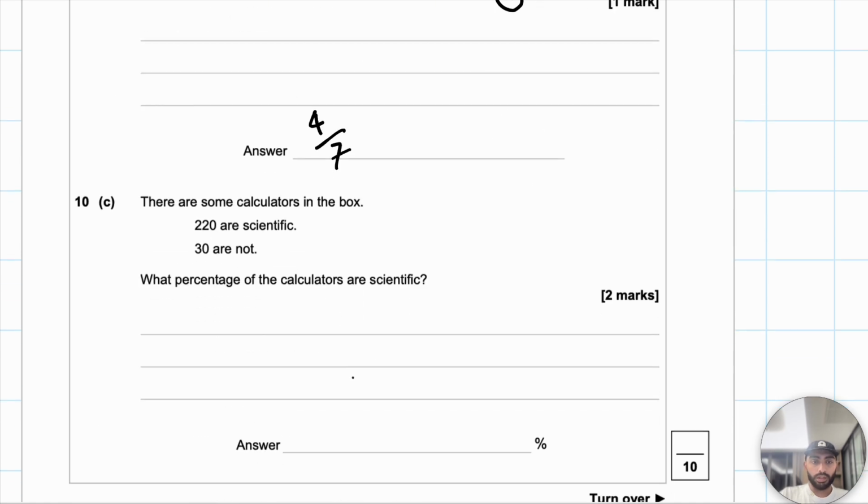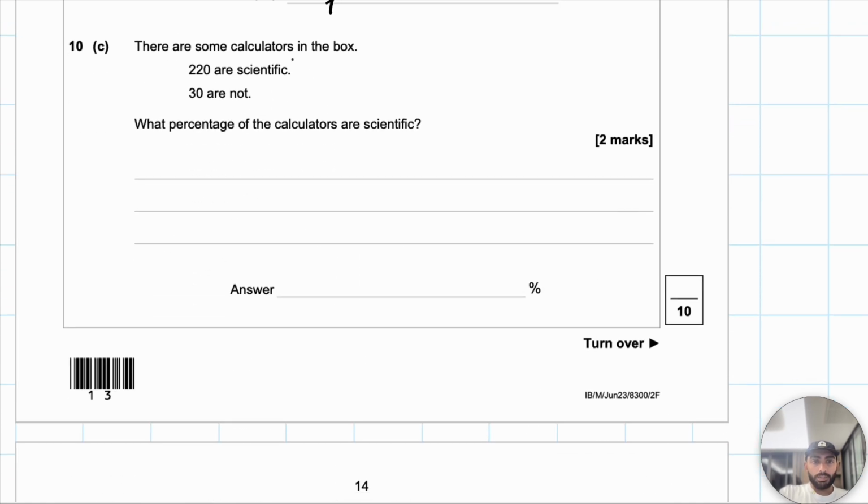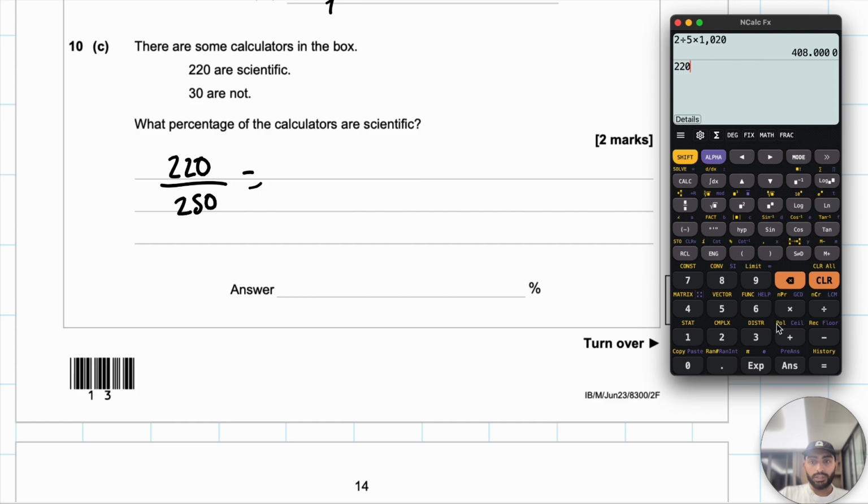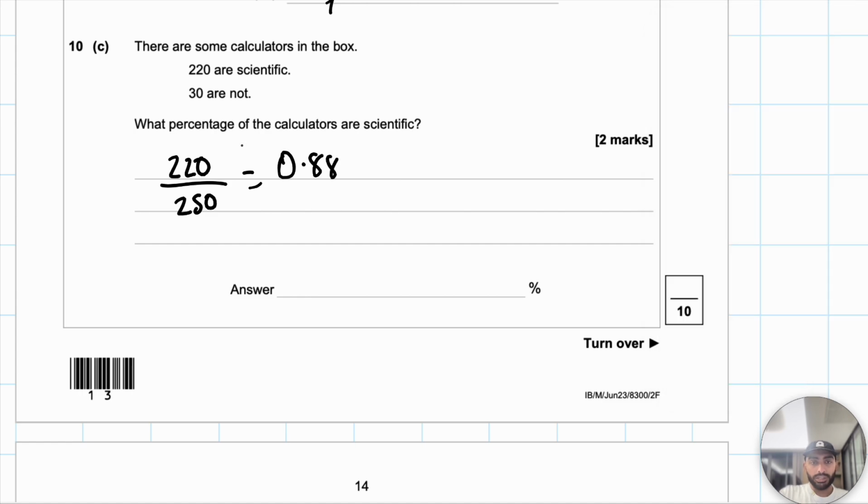Question C. There are some calculators in a box. 220 are scientific, 30 are not. What percentage of the calculators are scientific? So 220 are scientific, 30 are not. So the total is going to be these two added together. 220 add 30 is 250. And if I type this into my calculator, it'll simplify it for me. So 220 divided by 250, which gives me 0.88. But we want it as a percentage, so we need to multiply it by 100. 0.88 multiplied by 100, decimal point will move 1, 2 to 88.